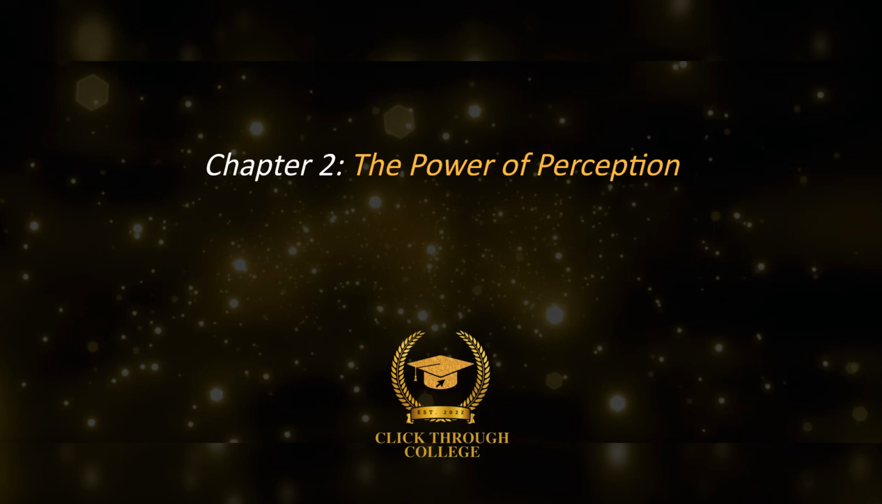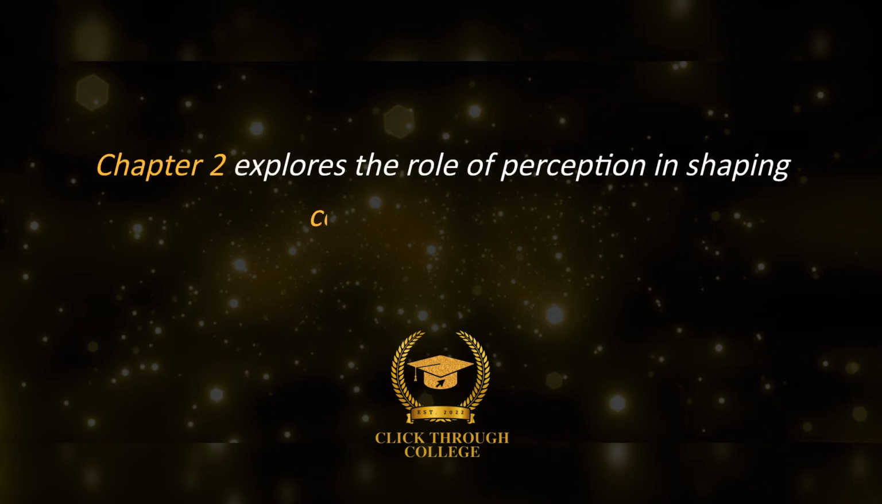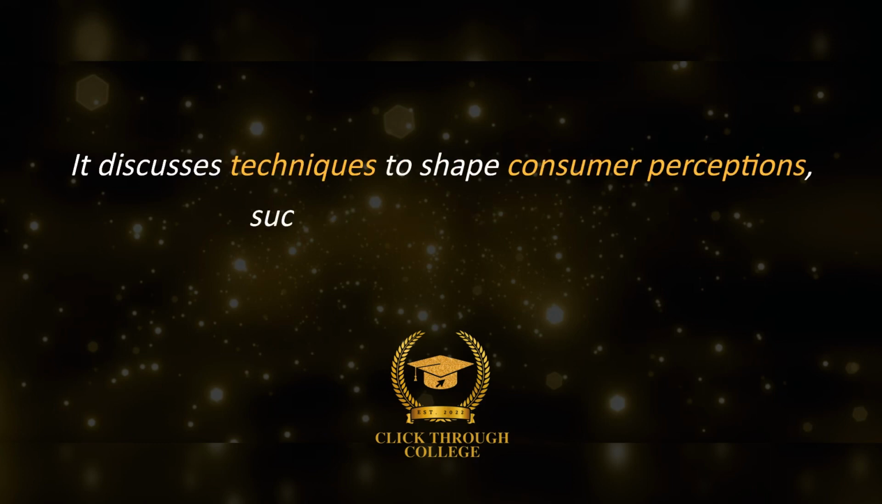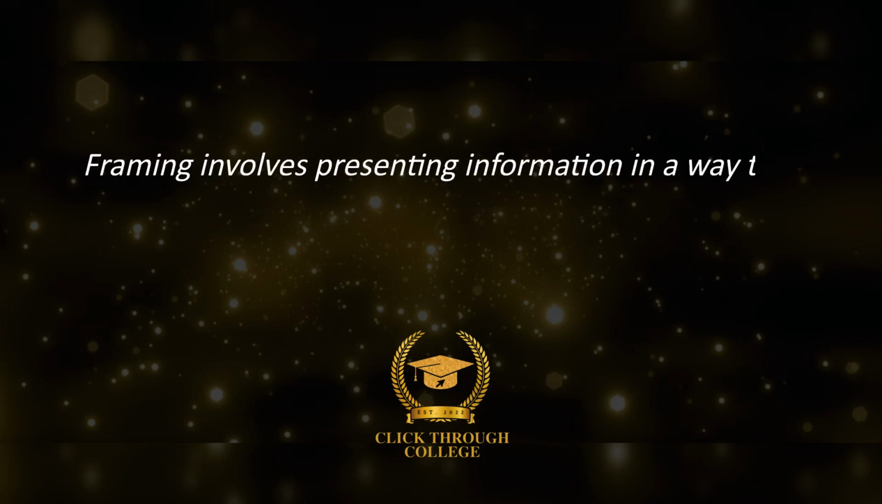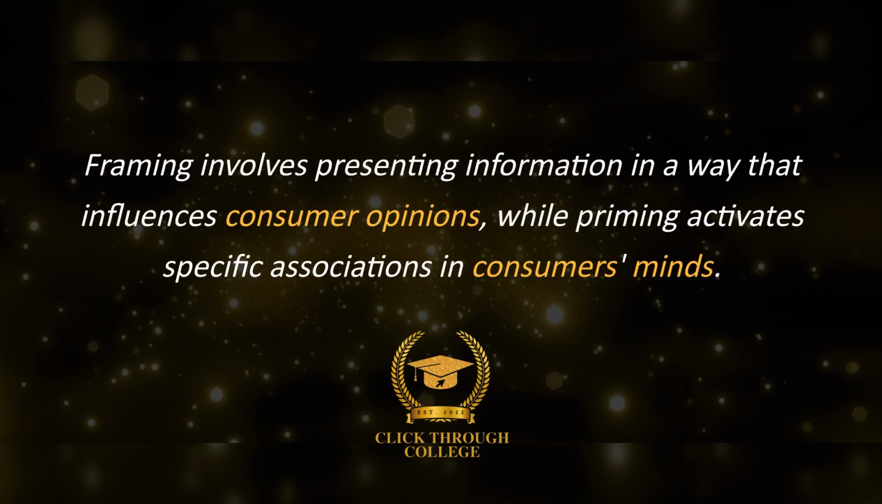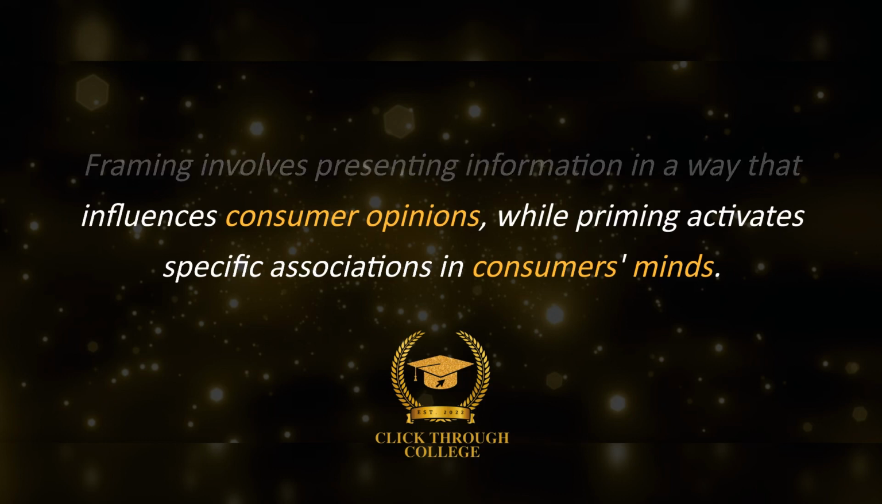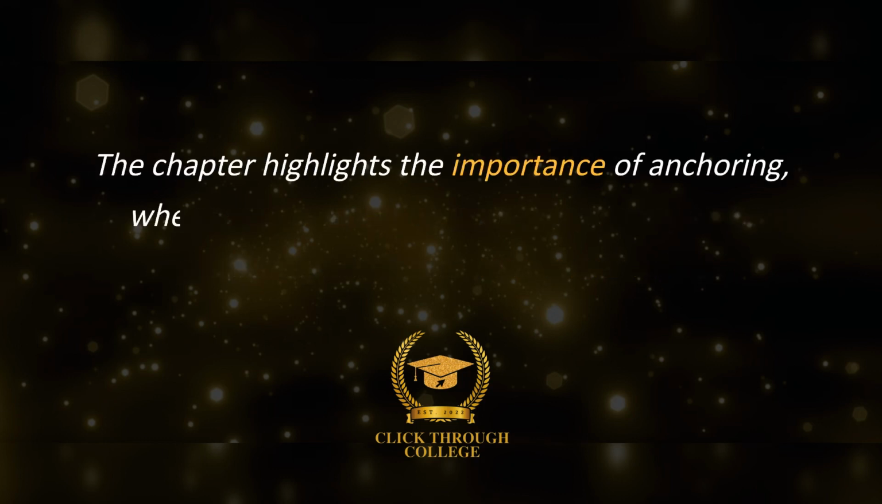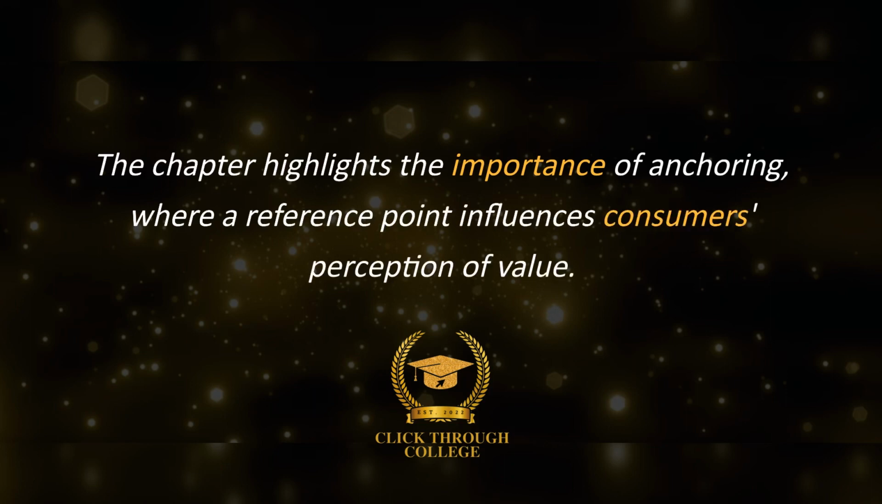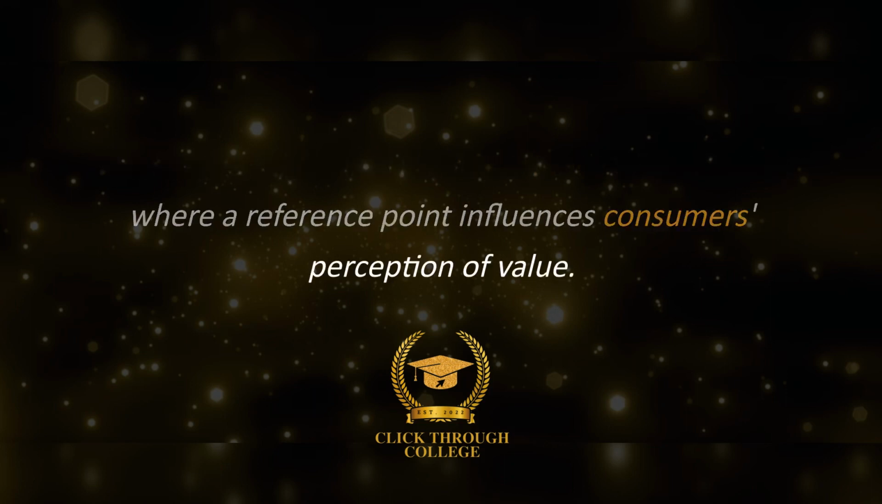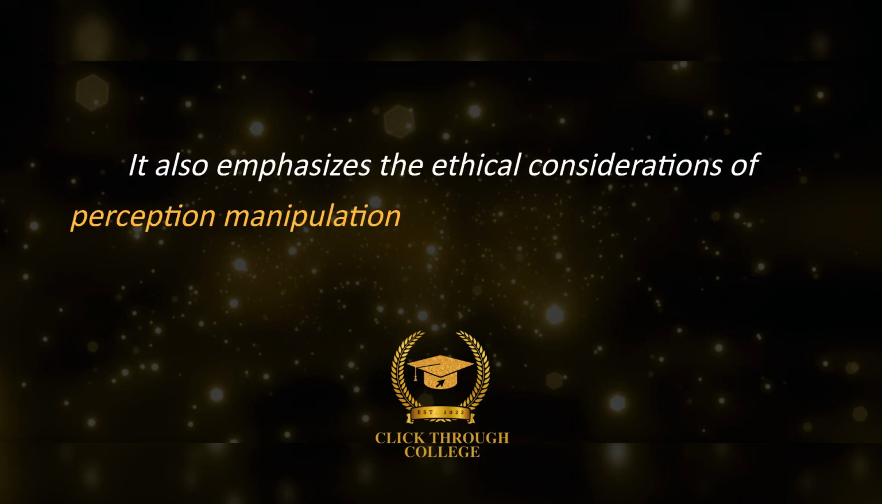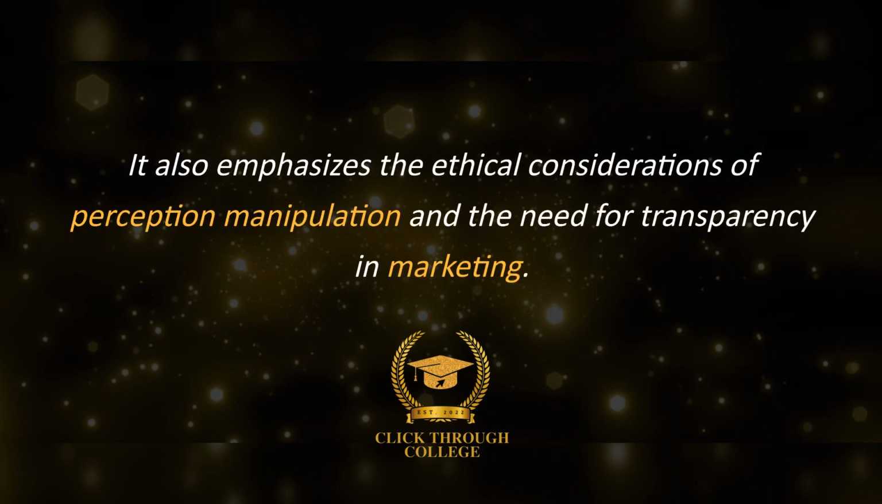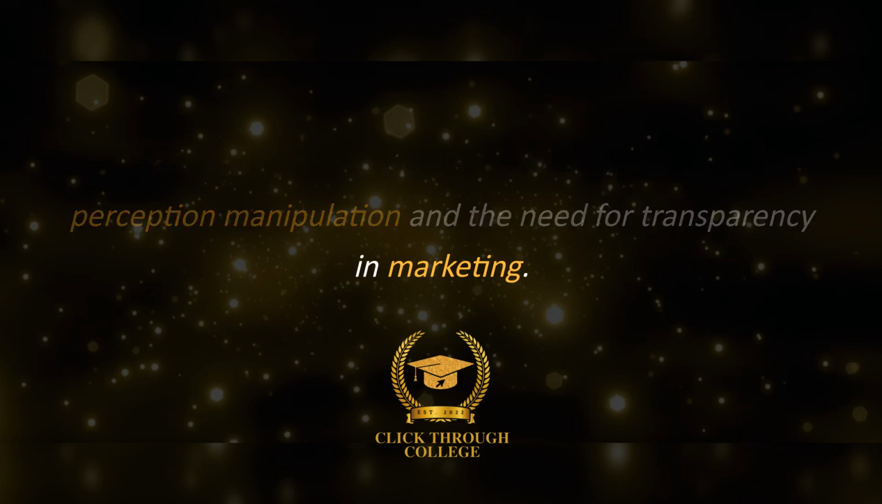Chapter 2, The Power of Perception. Chapter 2 explores the role of perception in shaping consumer behavior. It discusses techniques to shape consumer perceptions, such as framing and priming. Framing involves presenting information in a way that influences consumer opinions, while priming activates specific associations in consumers' minds. The chapter highlights the importance of anchoring, where a reference point influences consumers' perception of value. It also emphasizes the ethical considerations of perception manipulation and the need for transparency in marketing.